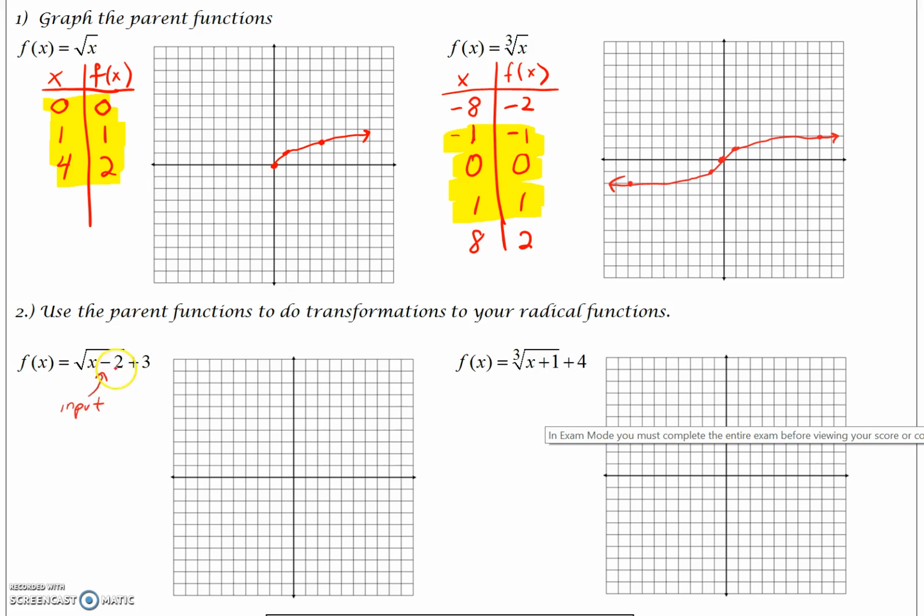What's going to happen is exactly the opposite. We're actually going to be adding 2 to my input. The positive 3 is outside the parentheses, or it's not connected to the x in any way, so it's going to affect the output. And the output is always affected exactly like you think it would be, not the opposite, unlike the input. We're actually going to add 3 to my output values.